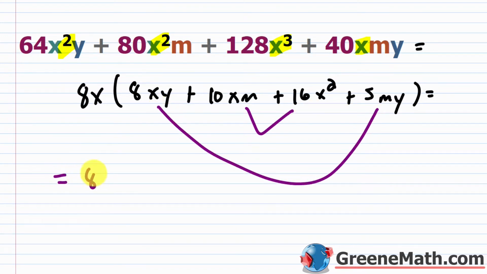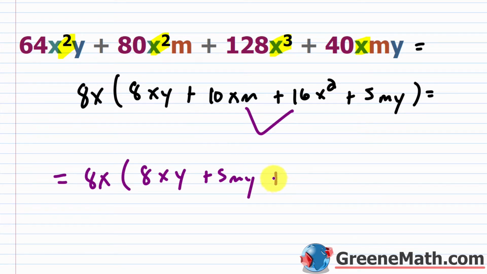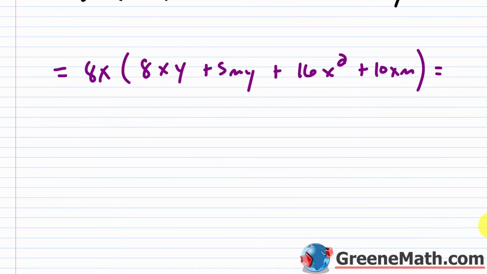So if we do this, we'll have 8x times, I'll put my 8xy plus my 5my like this. Then plus, I'll go ahead and say 16x squared, then plus 10xm like this. Close that down. Okay, let's come down here a little bit and see what we got inside. So 8x times the quantity. From the first group, I can pull out a y. Okay, so I'll pull out a y, and I'll have 8x plus 5m.